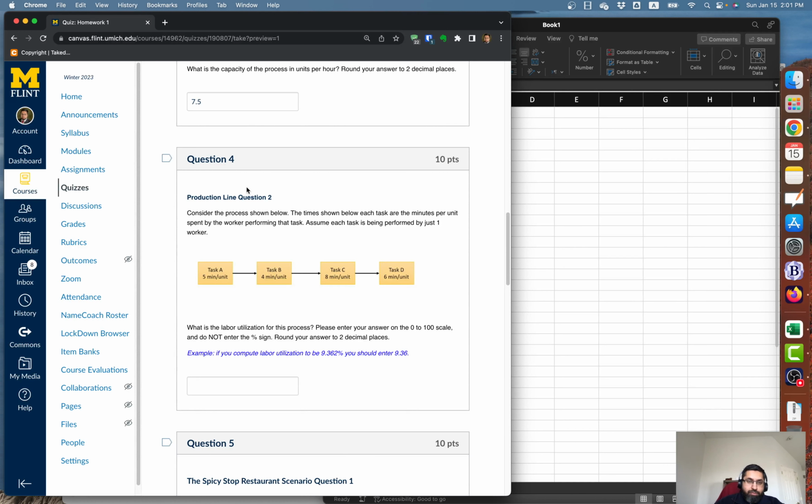Okay. So to find the labor utilization, we have to find the bottleneck, which is task C, which is 8 minutes. And so what's going to happen is the utilization of the bottleneck will be 100%.